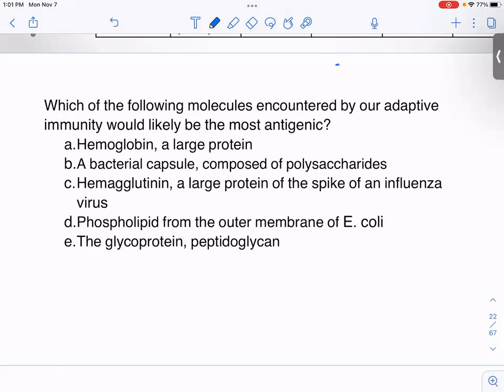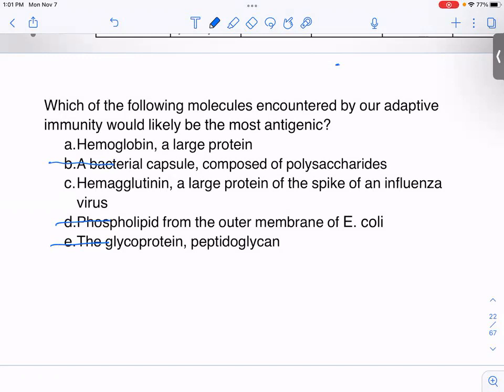Okay, so what kind of molecules did we say last time were typically the most antigenic? Like what kind of macromolecule? Proteins, right? So you could cross out the capsule, the phospholipid, or the glycoprotein. That's only partially a protein.